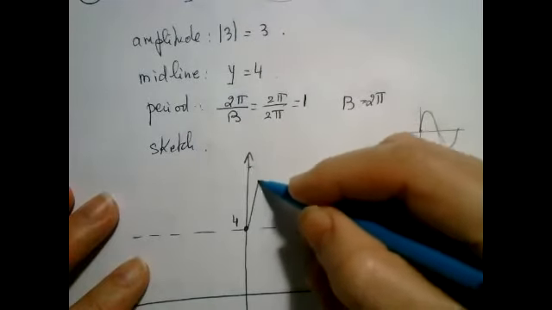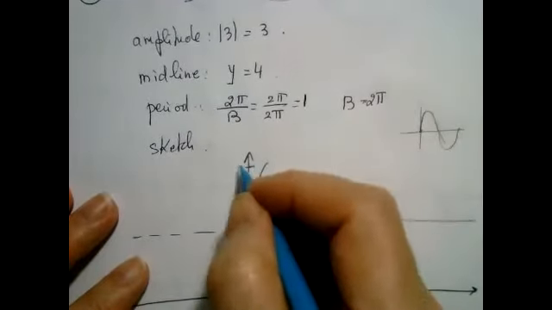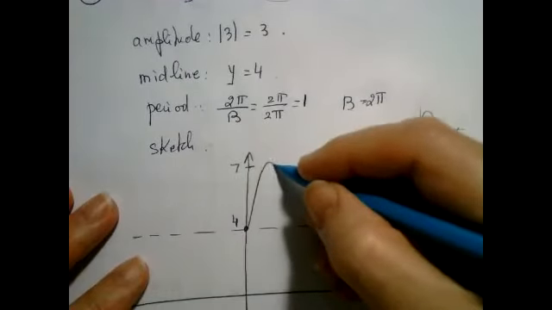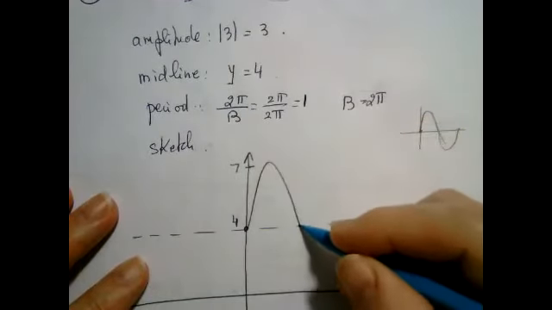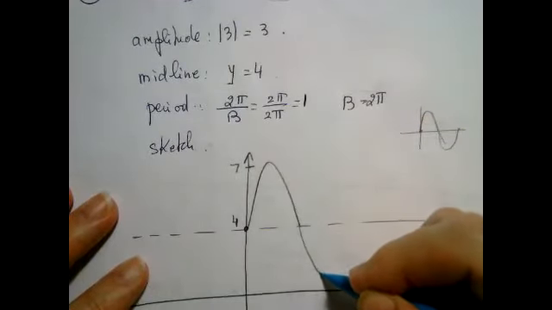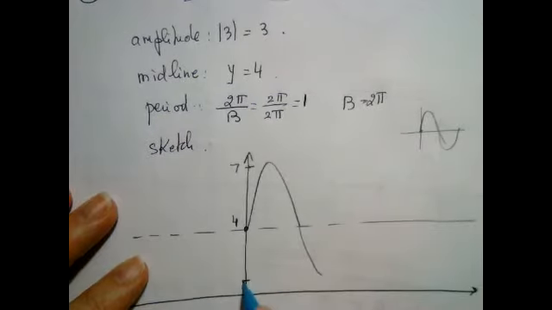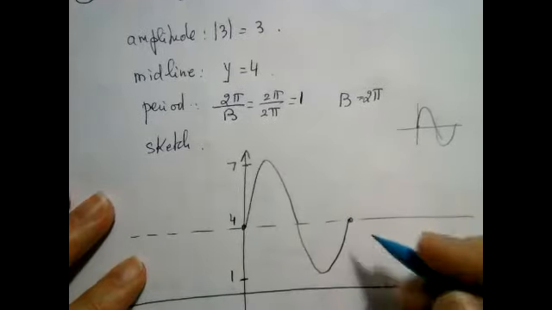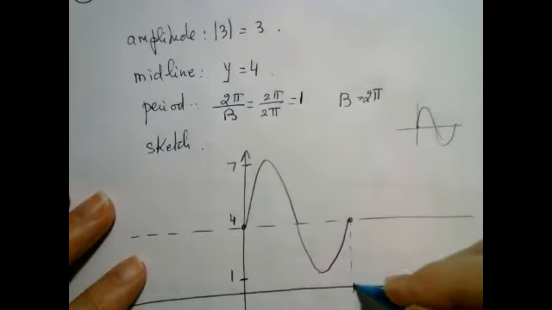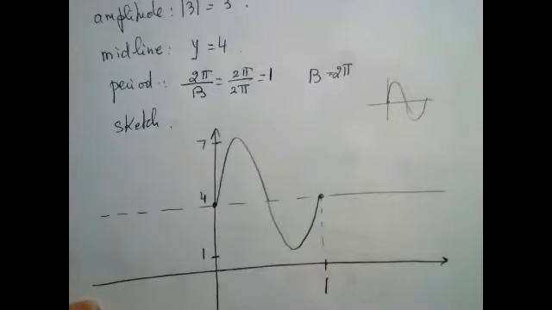It means we go up 3 units, which gives me 7 right here. And then we go back down another 3, so we're not going to hit here. So that's going to be a 1. And then back up here. And the question is, the period is 1. It means the cycle finishes at 1. This is 1 right there.